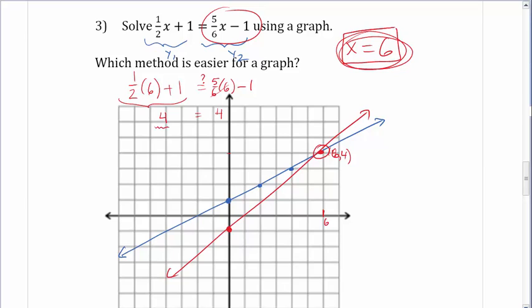Notice the value I get when I check this solution on each side: 4. That's that y-coordinate right there. That's how you solve equations using a graph.